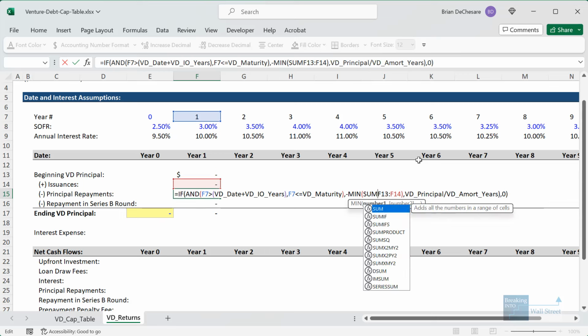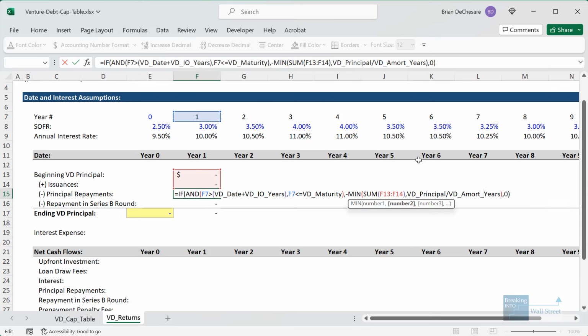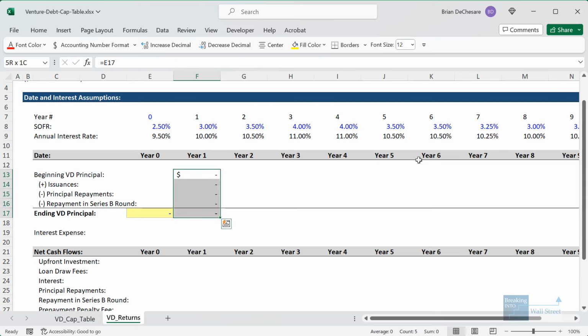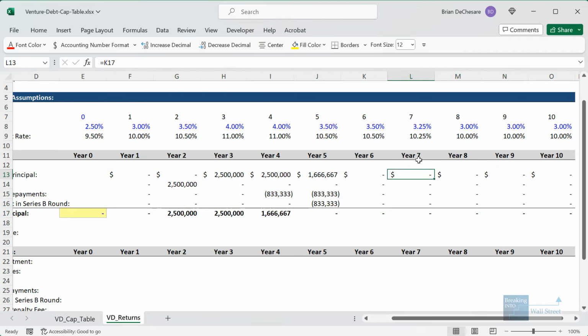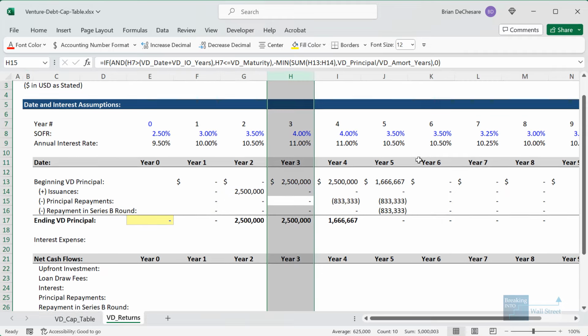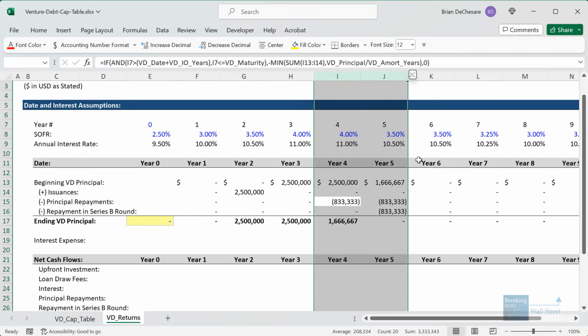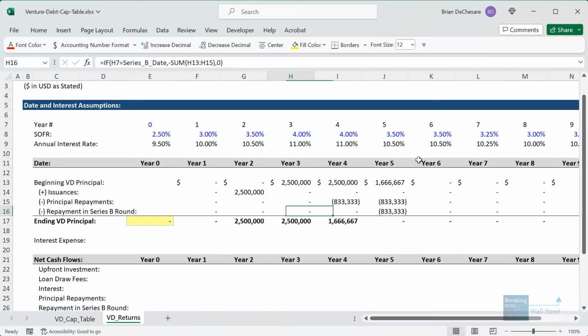I made a mistake here and I didn't sum this up correctly, so let's just go in and fix that. And now we have that. Let's see what this looks like. And so you can see the pattern right here. We have the interest-only period first, and then we have 2 principal repayments, and then a final repayment here when the Series B round takes place.